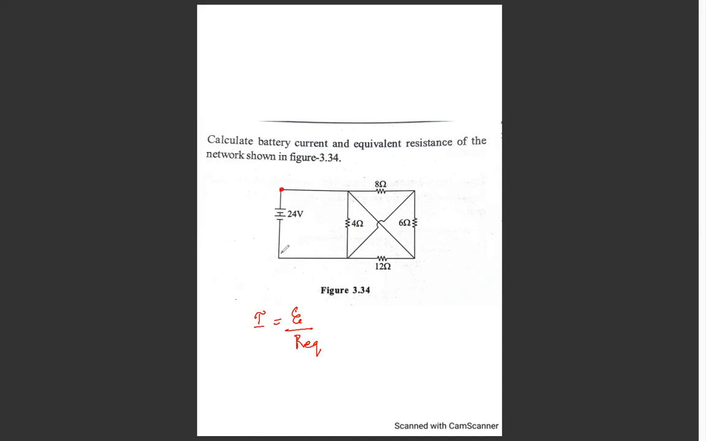So what are the points across which we have to find the equivalent resistance? Always you should choose the two extreme points of the battery. So if this point is A and this point is B, we have to find the equivalent resistance across these two points. This is also B, because they are connected by a straight conducting wire.